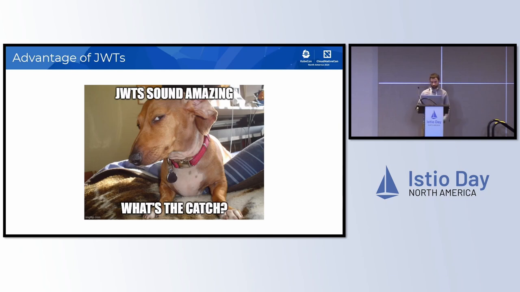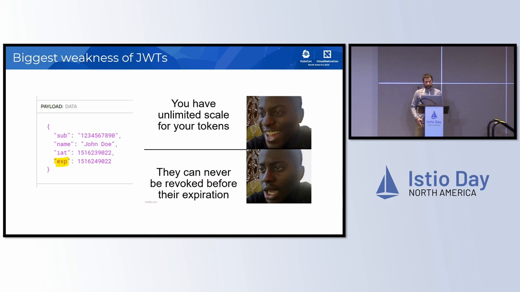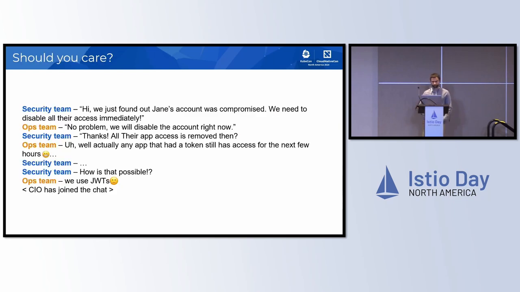So what's the catch here? Basically, we have the ability, for unlimited scale of our tokens, to validate them offline as many times as we want, but we can't revoke them. So this means that if an expiration is baked into the payload part of the token, it's not revocable. It's there forever. So the good with the bad.